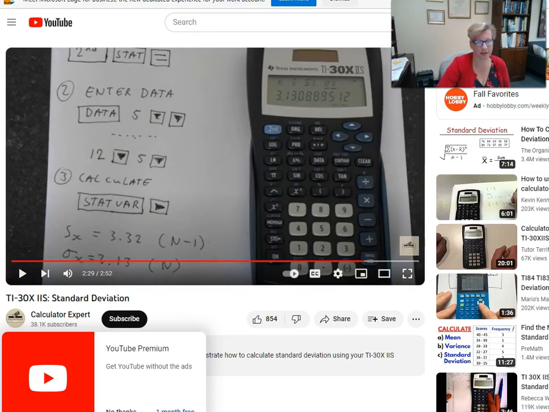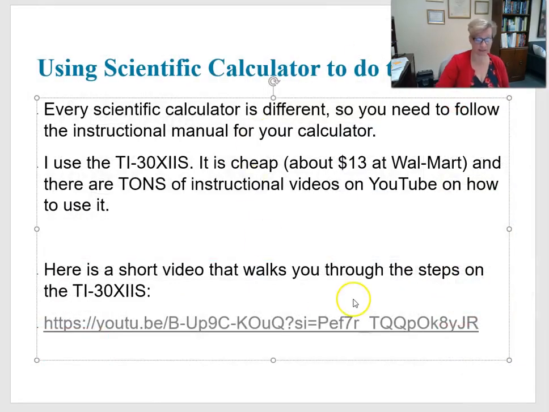That helps you out. Personally, I like using my calculator for this. So, depending on your calculator, you can look at the user manual and it'll help you.